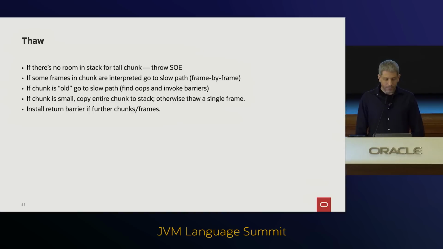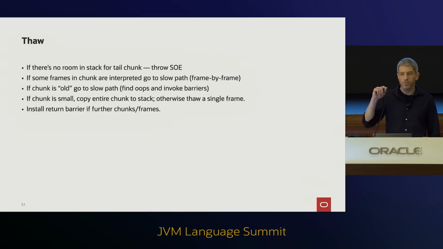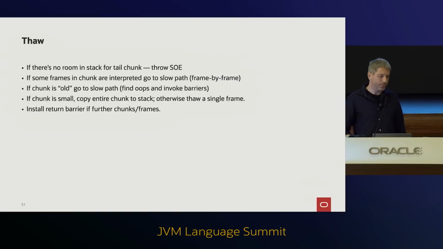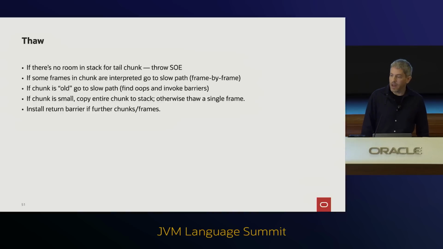But otherwise, what we do is we have a certain heuristic. If the chunk is small, less than, I don't know, some arbitrary number, 1,000 bytes, we just copy the whole thing. We don't need to parse anything. We just do another memcopy. And if there are further chunks, so it's not the entire continuation, we add the return barrier. If the chunk is very big, we don't want to copy the whole thing, so we actually parse a single frame or a couple of frames and just copy them. But we don't care about the oops, we just need to know the frame sizes.